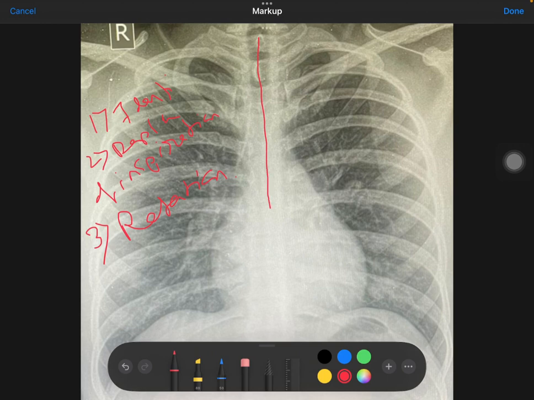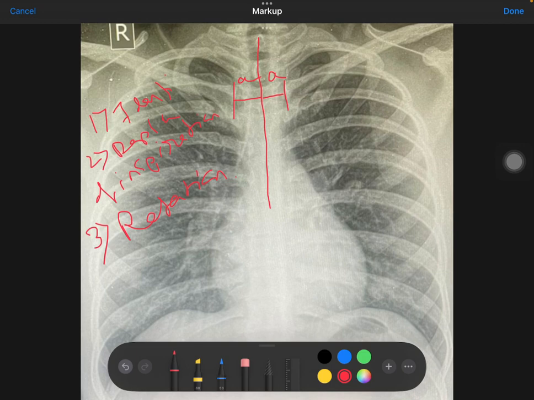Then what we have to do is find the medial end of clavicle. This is the medial end of clavicle on the left side. This is the medial end of clavicle on the right side. Then what we have to see is the distance between the two. This distance and this distance should be equal. Okay, so if this distance is equal, the X-ray is not rotated.